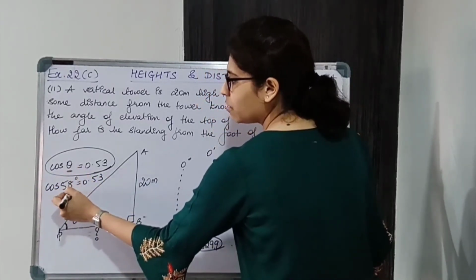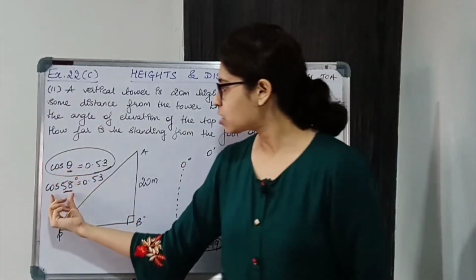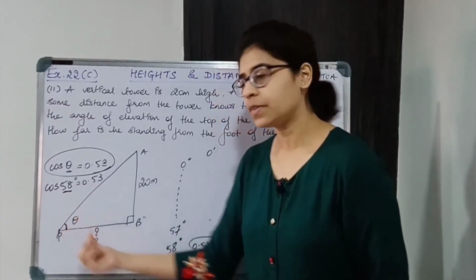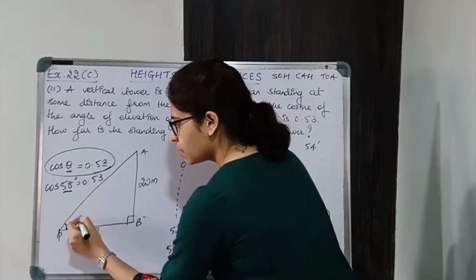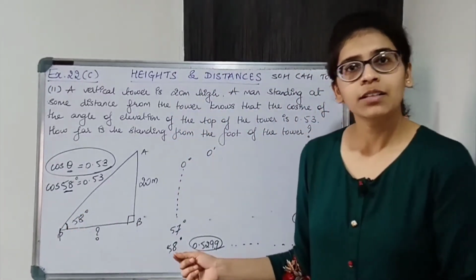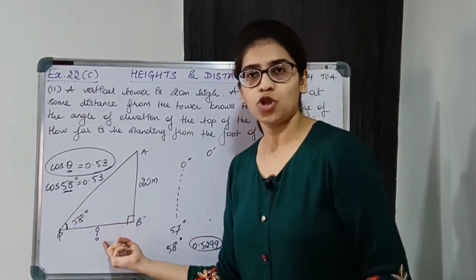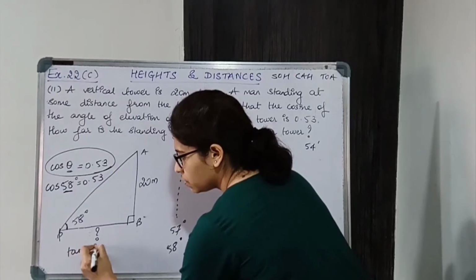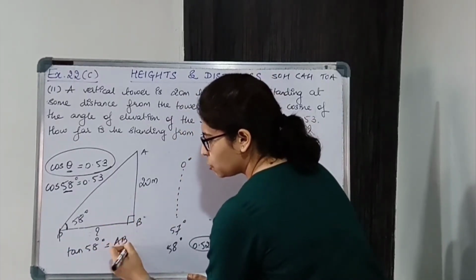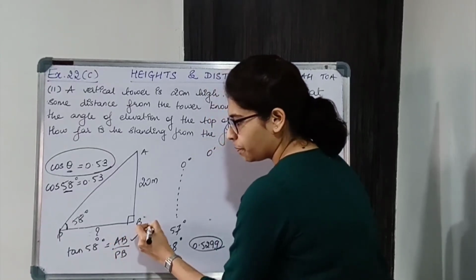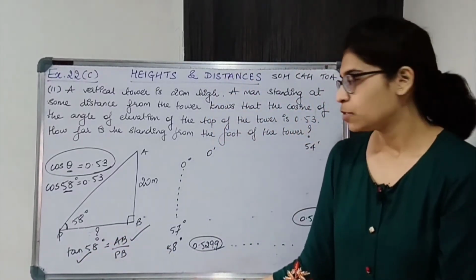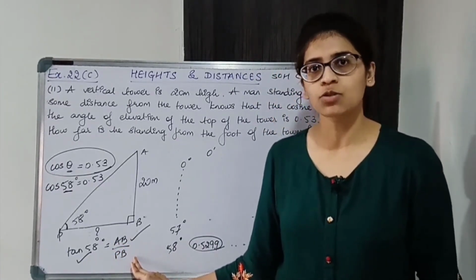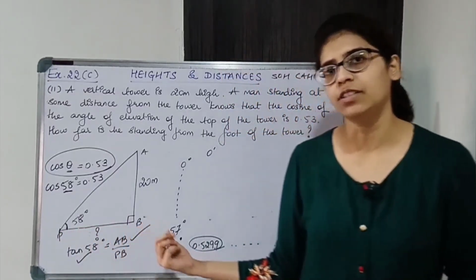So what will theta be? 58 degrees. Okay, so cos theta is cos 58. So I can say that theta is 58. So theta is found. This will be 58 degrees. Once you get theta, take tan of the angle. Tan theta is equal to opposite side upon adjacent side. So tan 58 is equal to opposite, that is AB, upon adjacent, that is PB. This we know. This you will get from the natural tangents table. So just substitute the values and solve and you will get the value for PB. So the distance of the man from the foot of the tower you can easily find out.